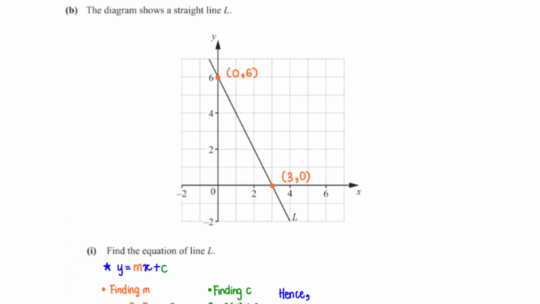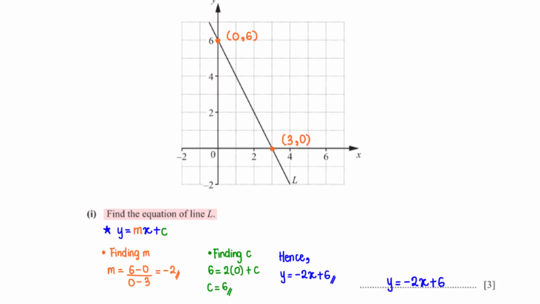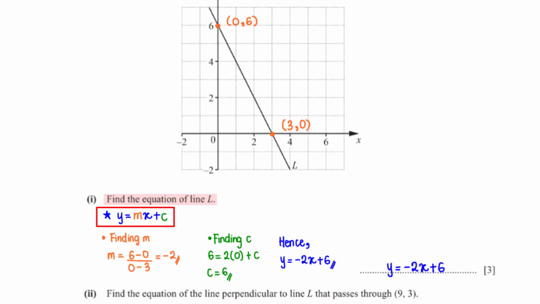The diagram shows a straight line L. Find the equation of line L. The equation of any straight line can be expressed in the form y equals mx plus c. From here, all we need to do is find the values of m and c and put them into the equation. To find the gradient m of the line, we need to pick 2 points on the line.